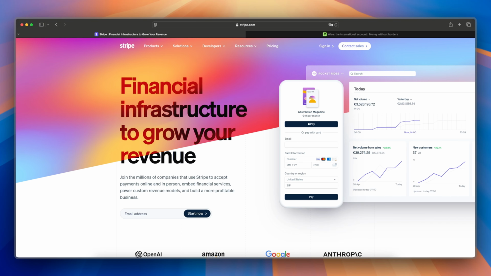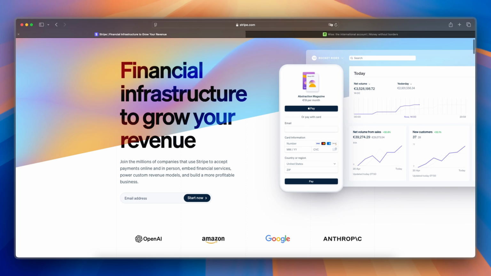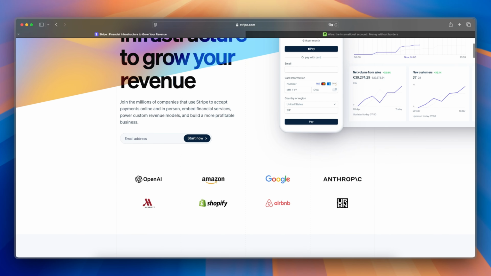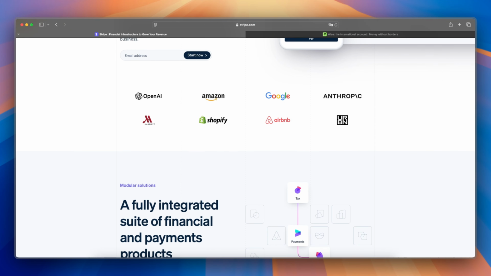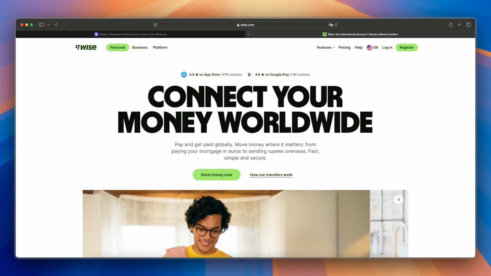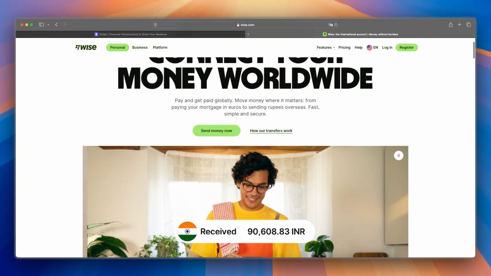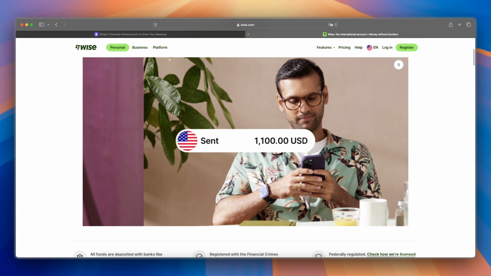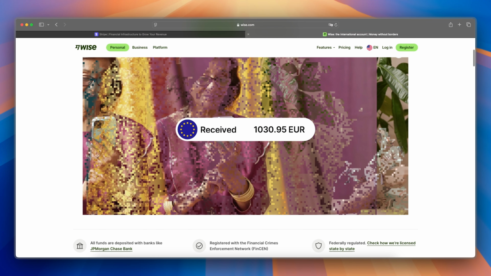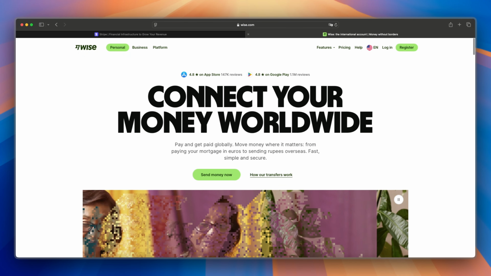And what about the pricing and the fees? Well, Stripe charges 2.9% plus $0.30 per transaction for card payments with extra fees for international transactions. Wise uses a transparent fee structure with mid-market exchange rates, making it cost-effective for cross-border payments. And I like Wise really much for international transfers because the fees are often lower compared to other platforms.